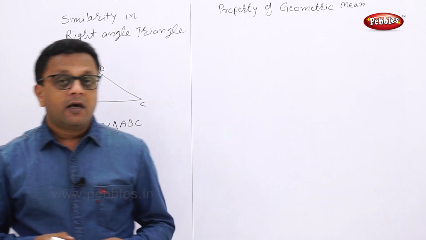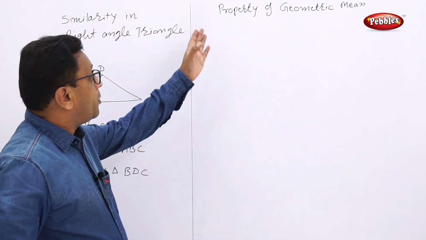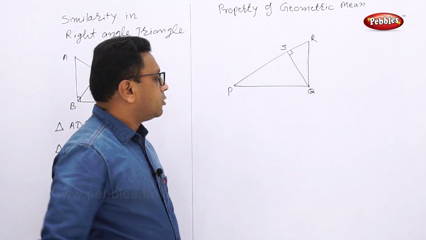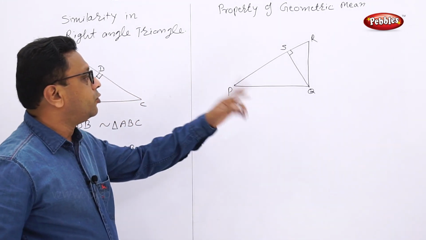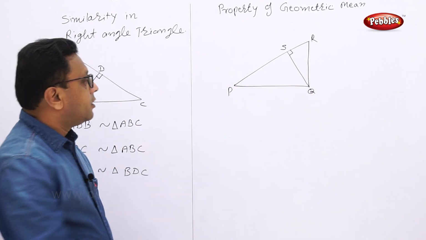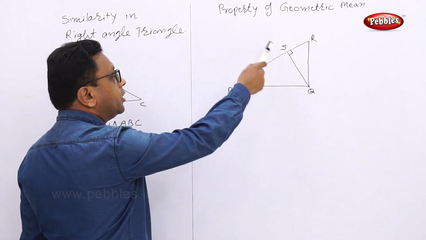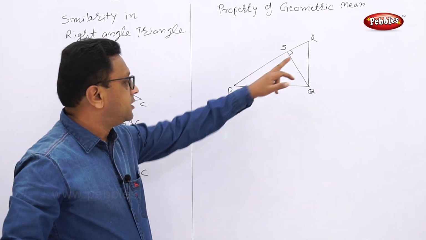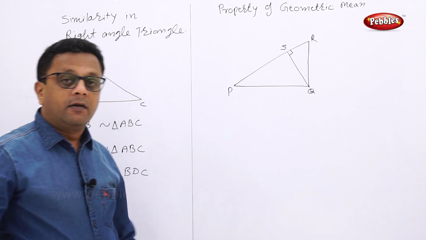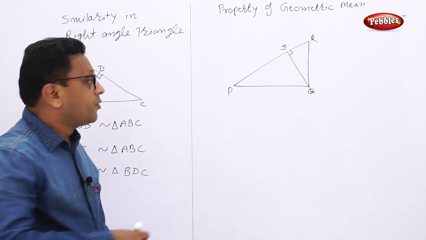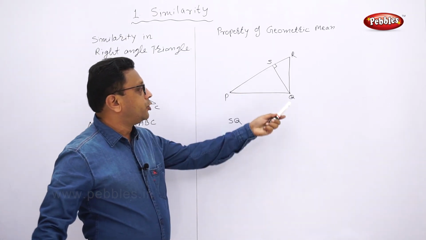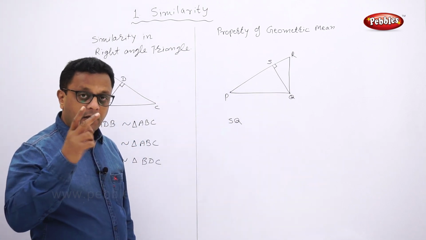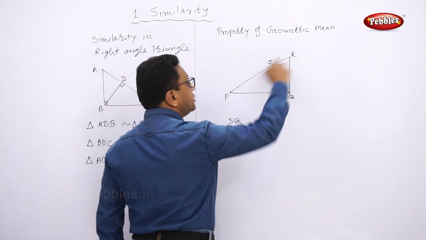Okay, let us see another property, that is the property of geometric mean. Let us see what we mean by the geometric mean. Now suppose this is a right angle triangle PQR, and now again there is a perpendicular to the hypotenuse which meets at point S. This is a right angle again. Then the property states that this length SQ is the geometric mean of the two segments combining which your hypotenuse is formed.